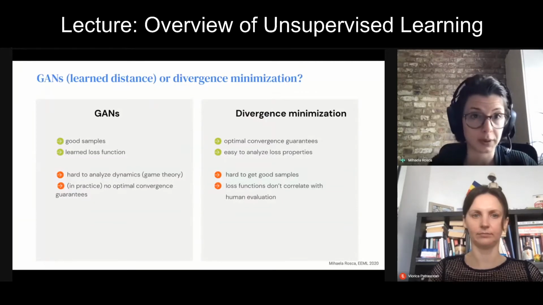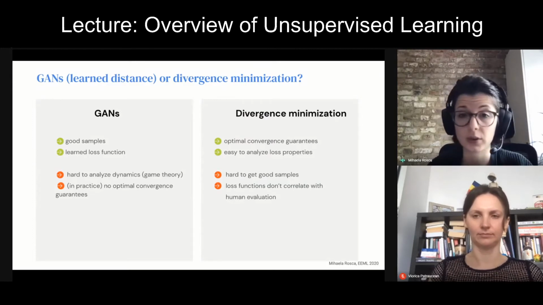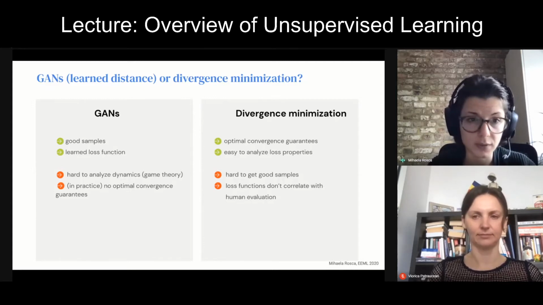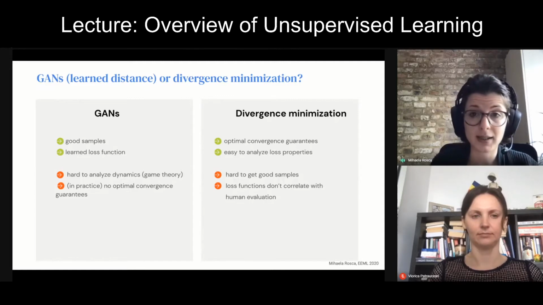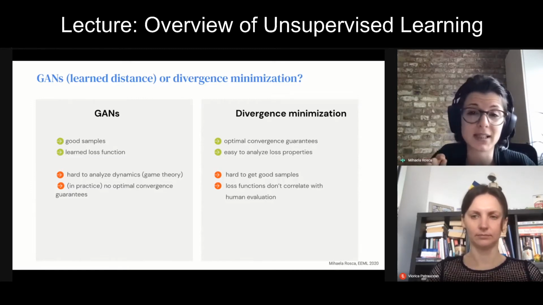So what should you be doing in practice? Again, you have choices. I can't tell you which one is right or wrong, because it depends on what you're trying to do. GANs can produce really good samples, and this idea of learned loss functions, I think, is very appealing to many, but they're harder to analyze and can be more unstable to train. If you do divergence minimization, it's easier to analyze and know what the loss is doing, but it's harder to get good samples because you don't have this extra knob to tell the model what to focus on.